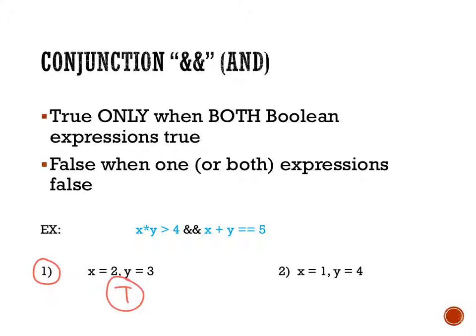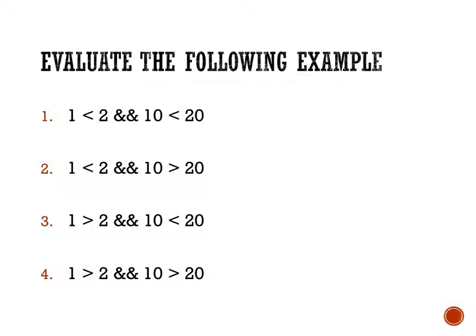However, if you look at the second one, it says x is 1 and y is 4. If you look carefully, we know that 1 plus 4 does in fact equal 5. However, 1 times 4 is not greater than 4. And because both of those statements are not true, this statement with these values in number 2 would evaluate to be false. So what I'd like you to do very quickly here is decide if these 4 statements will evaluate to be true or false. So pause the video, decide whether each statement would evaluate to be true or false if it was inside of a conditional, and then I will show you the correct answers on the next slide.